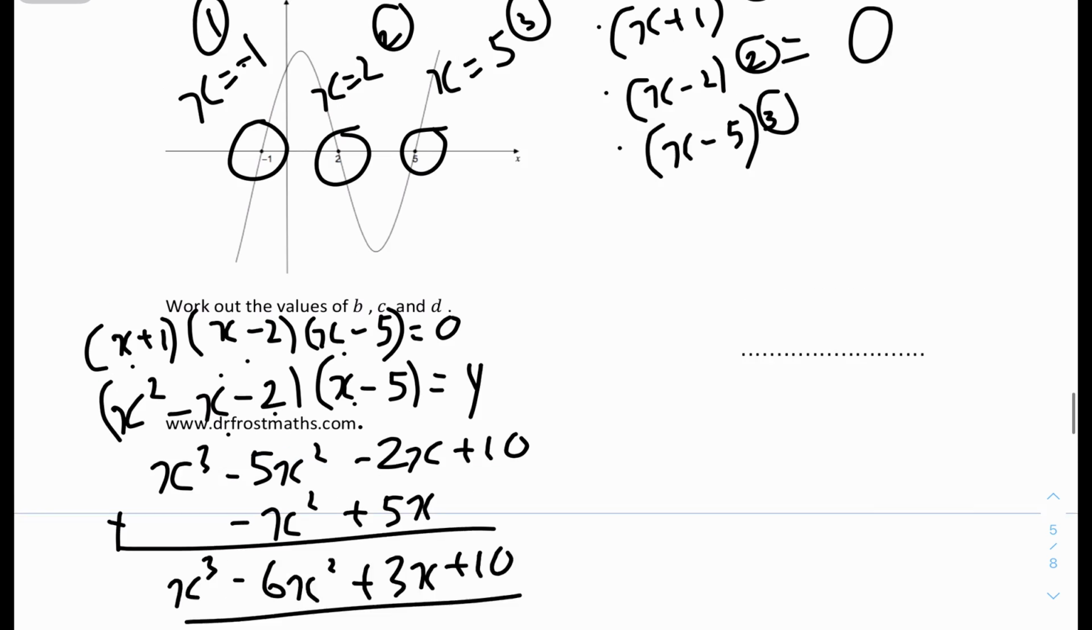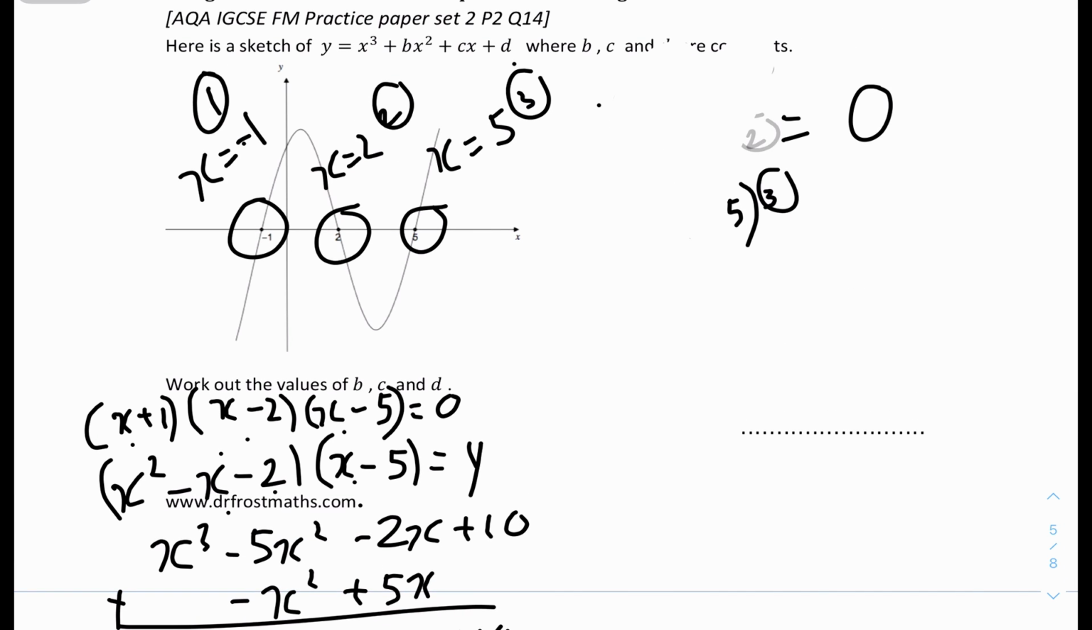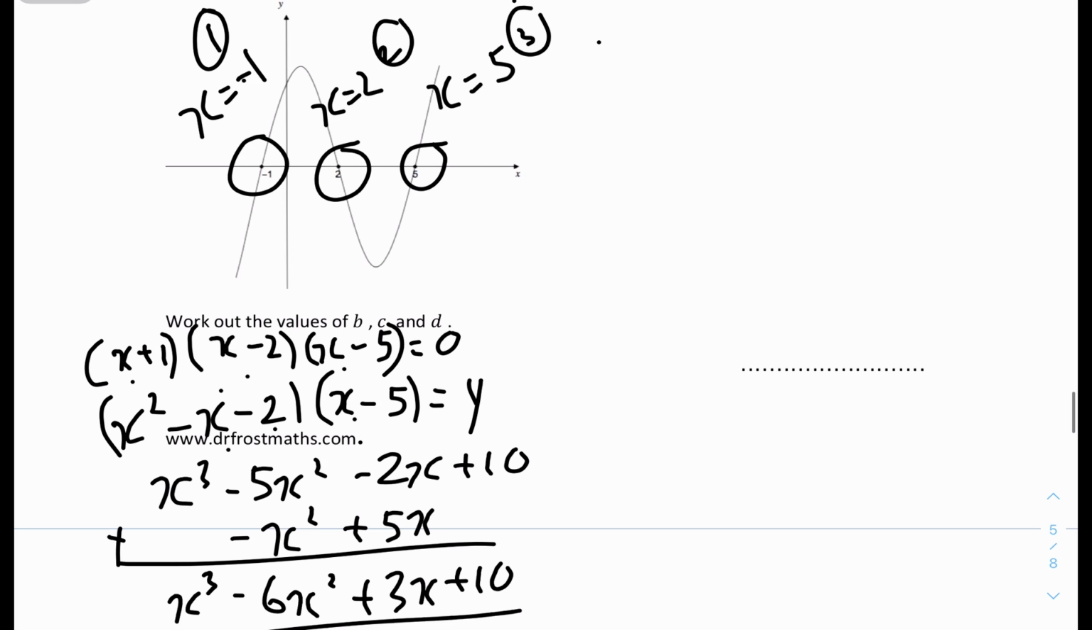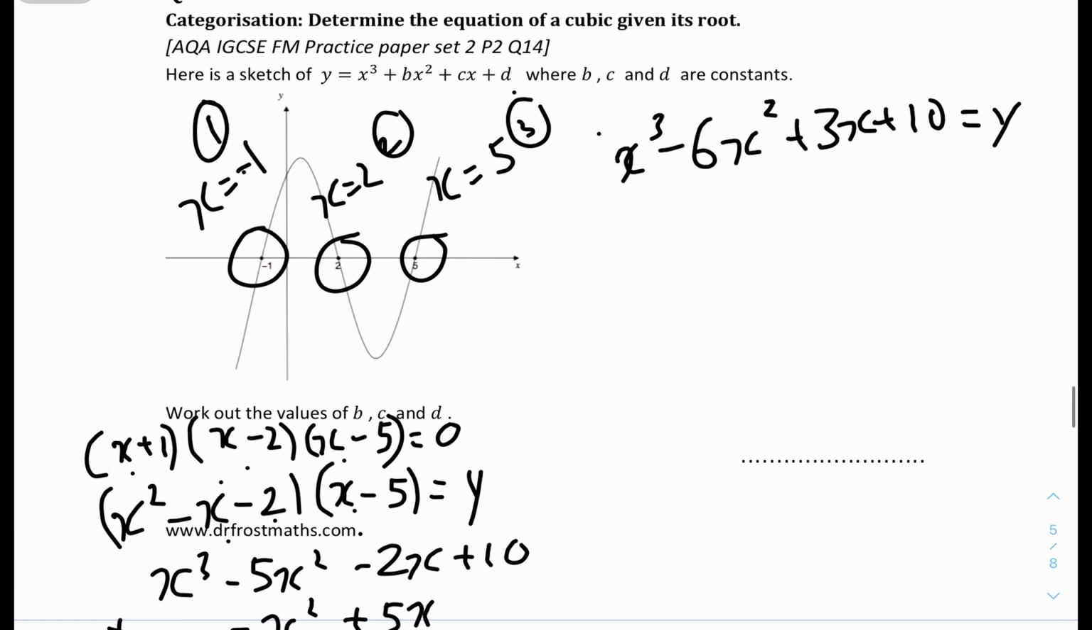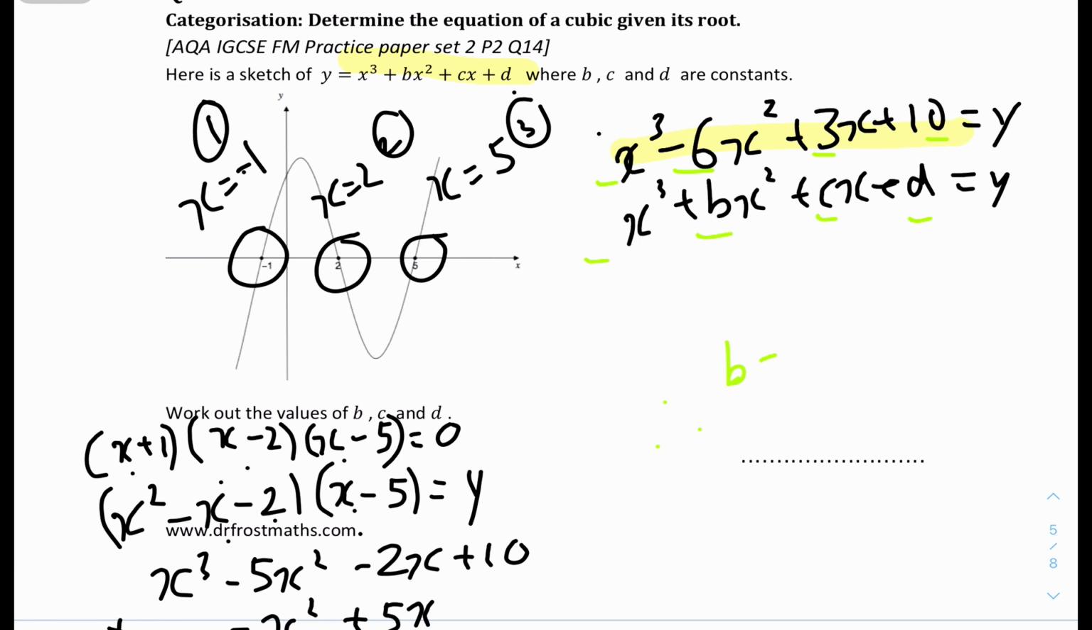So this is the equation for the original equation. Let's just rub it out. So it's basically x cubed minus 6x squared plus 3x plus 10 equals y. So we can equate this right here to this. So it will be x cubed plus bx squared plus cx plus d equals y. And we can see how they relate, like 1, 1, this, and this. Therefore, we know that b is minus 6, c is 3, and d is 10.